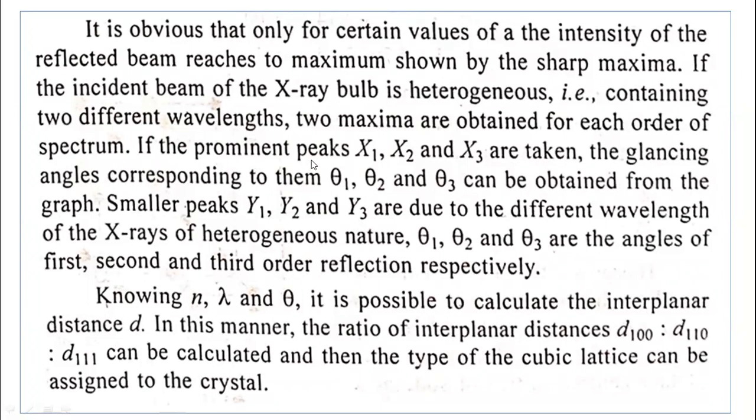The maxima corresponding to the peaks x1, x2 and x3 are considered, and the glancing angles corresponding to them are theta 1, theta 2, theta 3. So in this way we can measure the glancing angle theta. Theta 1, theta 2 and theta 3 are the angles of first, second and third order reflection. Theta 1 is the angle of first order reflection, theta 2 is the angle of second order reflection, and theta 3 is the angle of third order reflection.